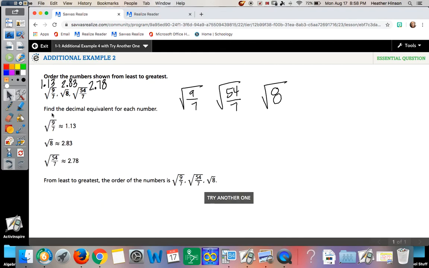And we can check our solution to make sure. So we have square root of 9/7, square root of 54/7, and square root of 8. And we got it perfect.